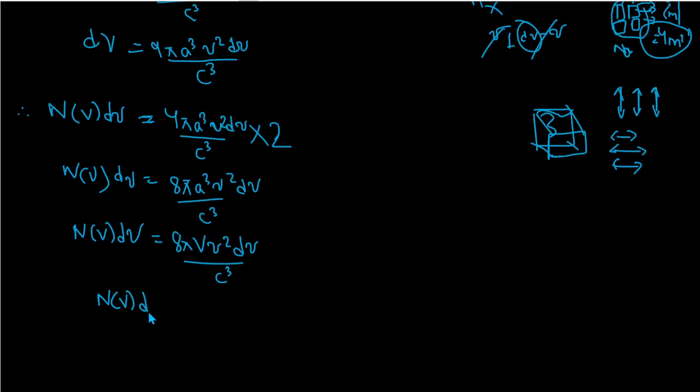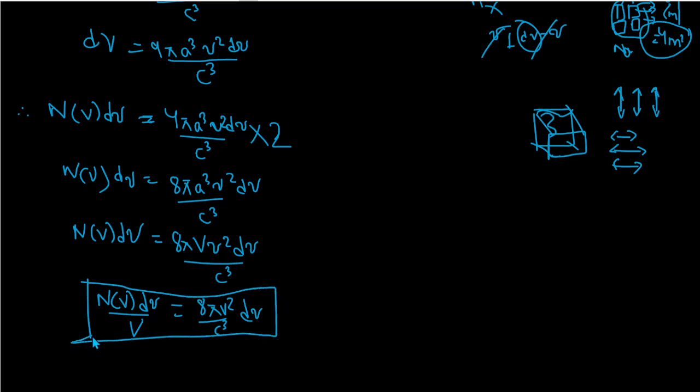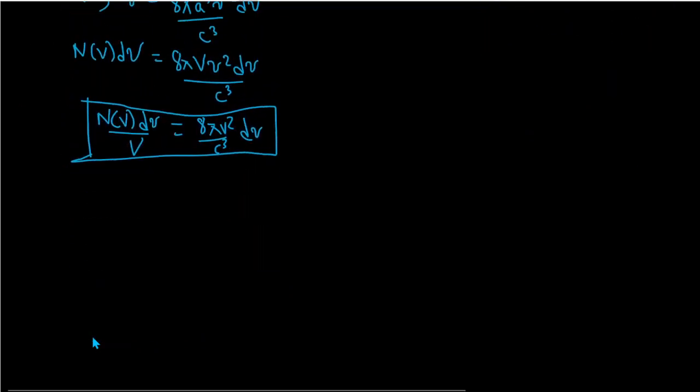the number of standing waves in dν per unit volume is equal to 8π ν² upon c³ dν, because this is a good thing to do per unit volume. So this is the number of standing waves per unit volume in a cube, 8π ν² divided by c³ dν. This is a much more important equation, and we are going to use it. Now we are moving to the equipartition theorem.